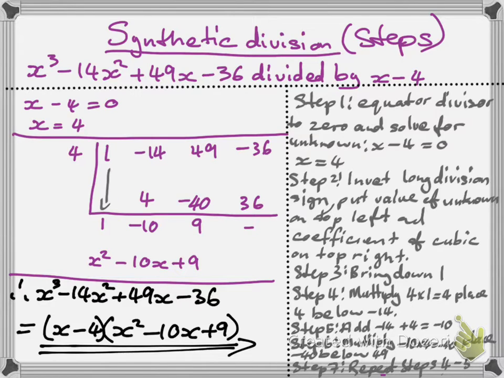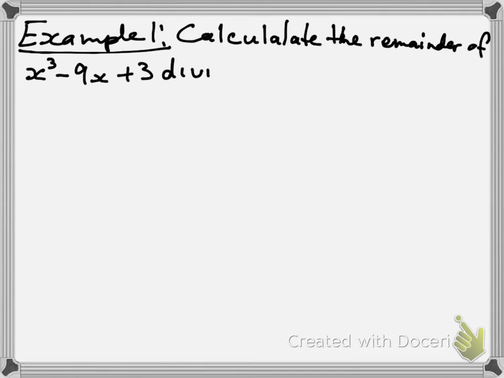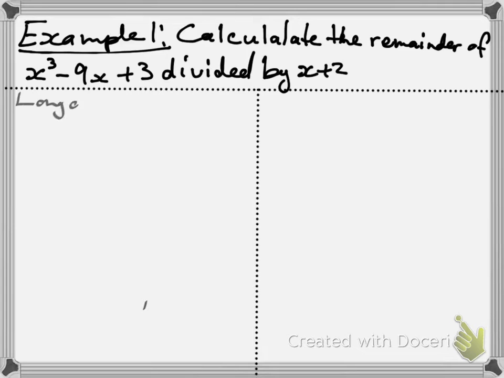Right, so now let's look at the examples. Example number 1, they say calculate the remainder of x cubed minus 9x plus 3 divided by x plus 2. You will see I'm going to use both methods, the long division method and the synthetic division method.